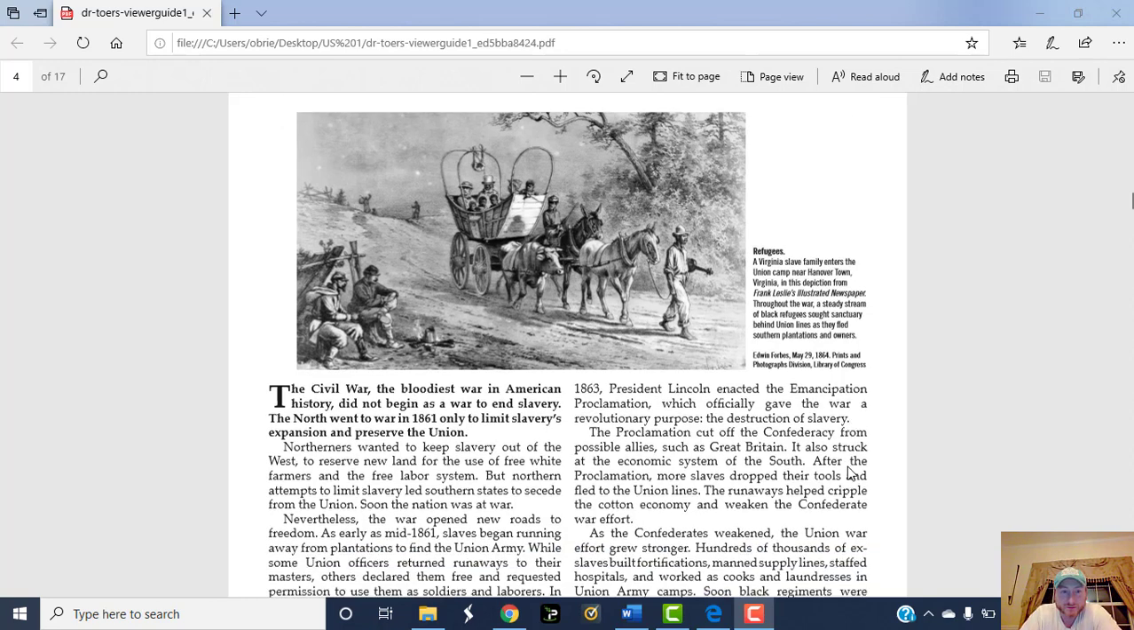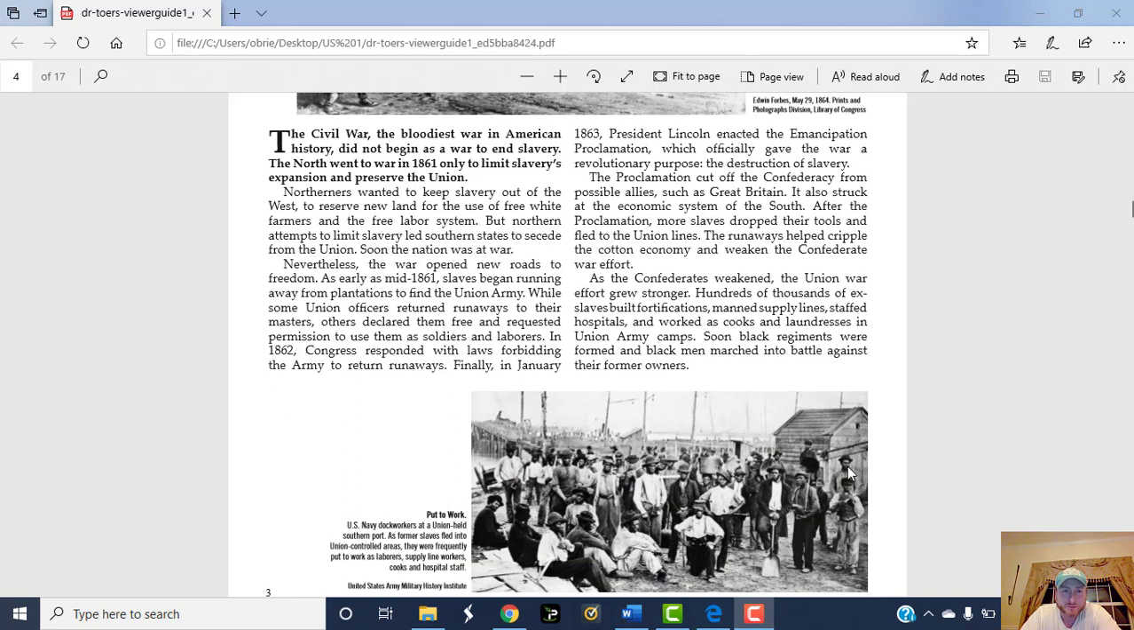The Second American Revolution. The Civil War, the bloodiest war in American history, did not begin as a war to end slavery. The North went to war in 1861 only to limit slavery's expansion and preserve the Union. Remember, it became a war to end slavery after Gettysburg. Well, after the Emancipation Proclamation and Gettysburg.